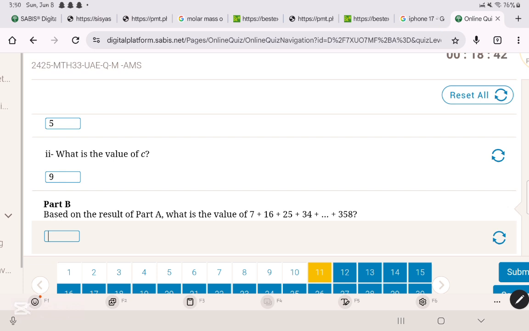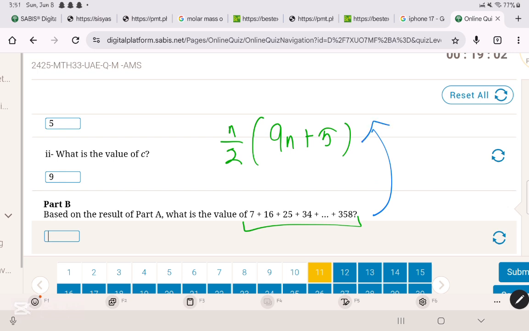Now it says, based on your result of part A, what is the value of this sum? Very simply, what was our result in part A? It was n over 2 times 9n plus 5. So in order for us to find the sum, you could do it like this, or you could do it in another way. The other way is you find the number n and you apply the equation n over 2 times a1 plus an.